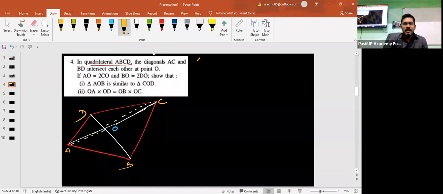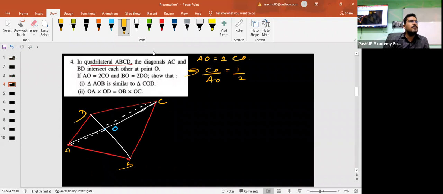What is the relation? AO is equal to 2 times CO. So children, can't I say the ratio of CO and AO is equal to 1/2 or 1:2? Right. Children, when you bring those terms to the left hand side and right hand side, please be careful. Because I have often seen they will write CO upon AO is equal to 2/1. No, it's not 2/1, it's 1/2.